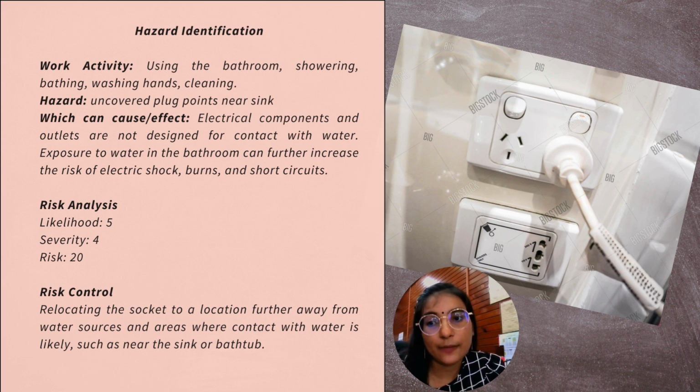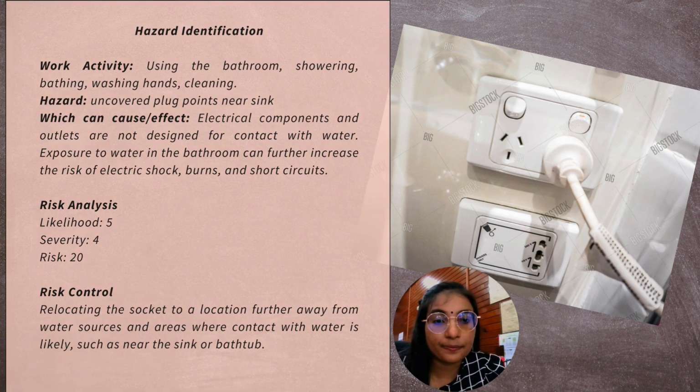Risk control: relocating the socket to a location further away from water sources and areas where contact with water is likely, such as near the sink or bathtub. Normally the socket will be used for a hair dryer, hair straightener, something like that.